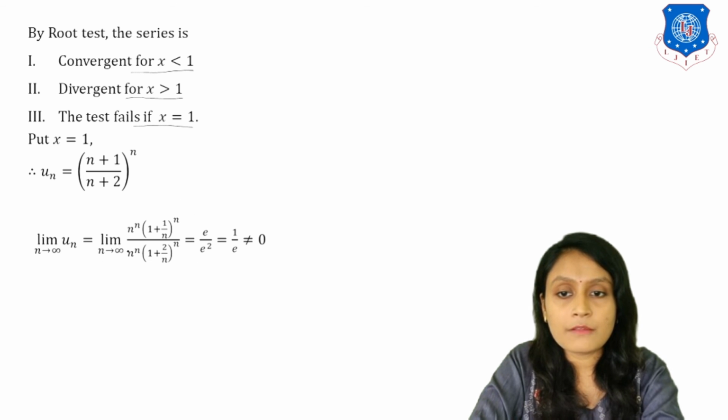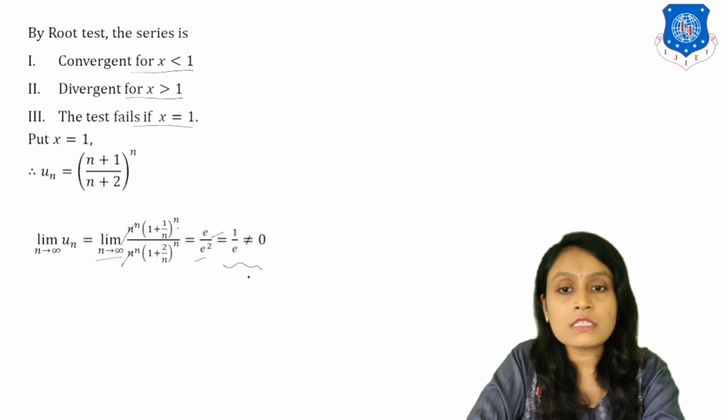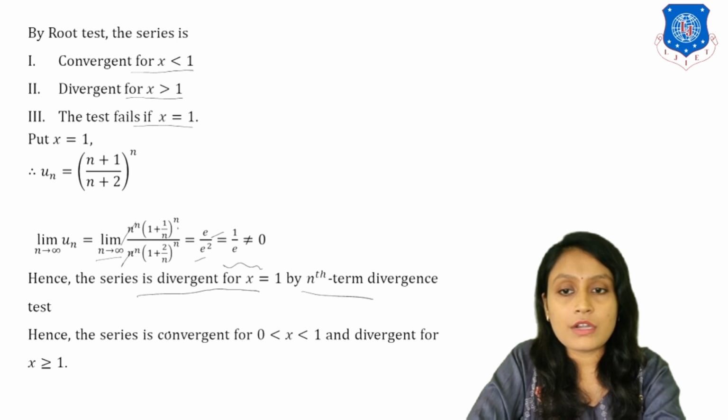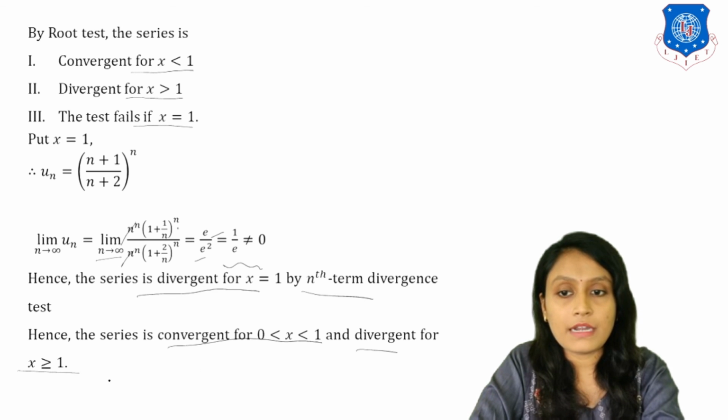So what remains is this. Okay, n raised to n will get cancelled, and we know limit n tends to infinity (1 plus 1 upon n) whole raised to n is equal to e, and from the denominator we will get e square. Okay, one e will get cancelled, so what remains is 1 upon e, which is not equal to 0. So by nth term test for divergence we can say that the given series is divergent for x equal to 1, right? So in general we can say that the given series is convergent for 0 less than x less than 1, and it is divergent for x greater than or equal to 1, right?